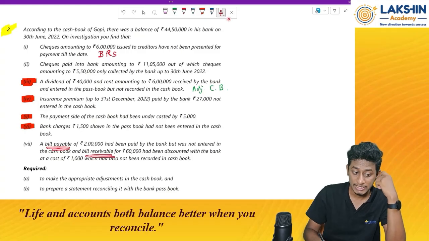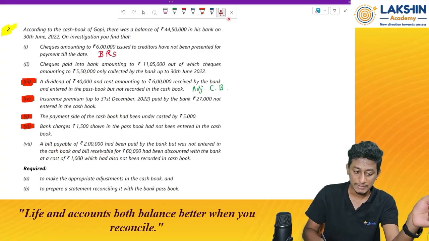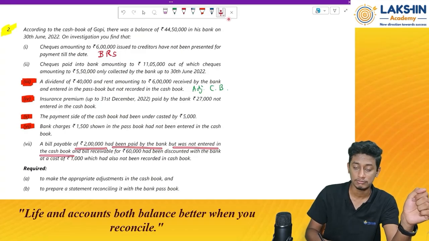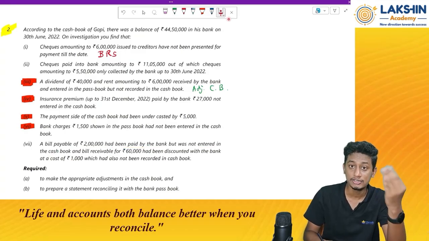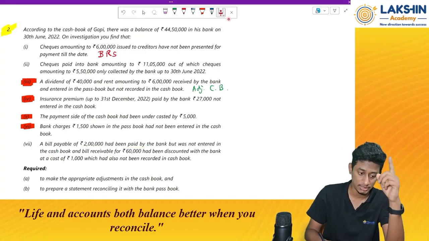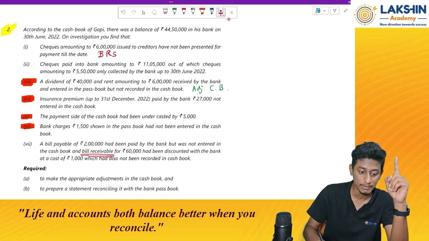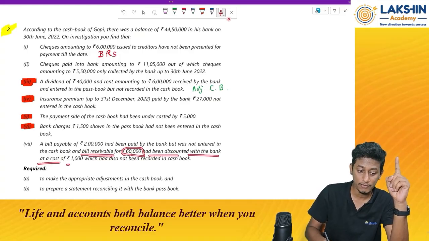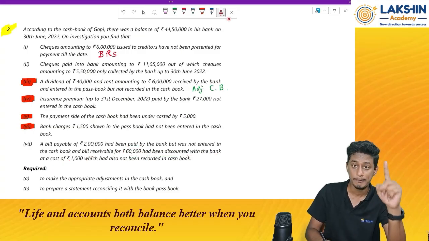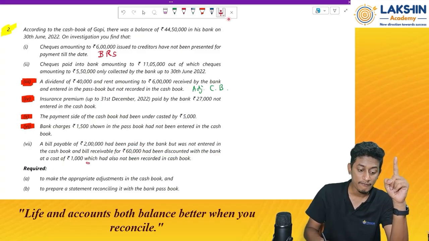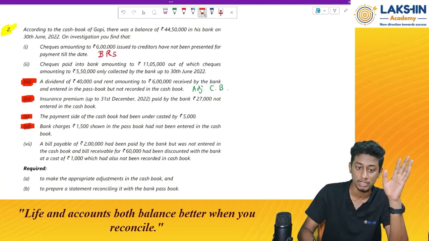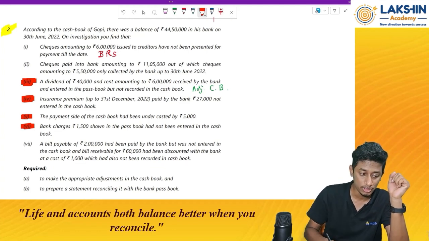Regarding the bills payable, what has happened? Bills payable of rupees 2 lakh has been paid by the bank but not entered in the cash book. So whose fault? My fault. Done. One is my fault. Then going to bills receivable, rupees 60,000 has been discounted with the bank for a cost of rupees 1,000. This is the discounting cost paid to the bank, which has also not been entered in the cash book. So therefore, this will also be my fault.